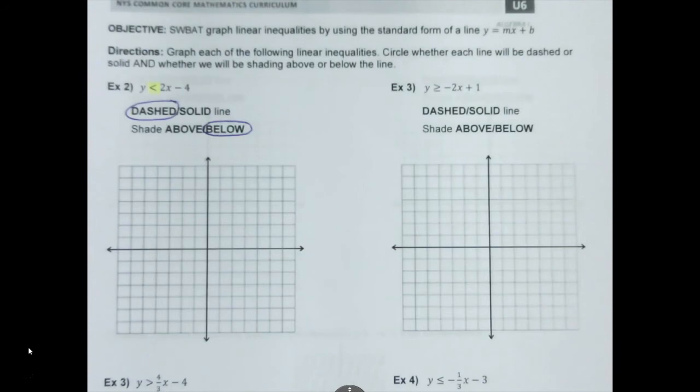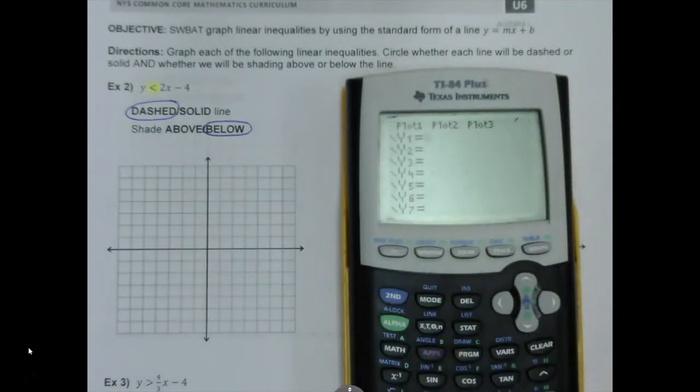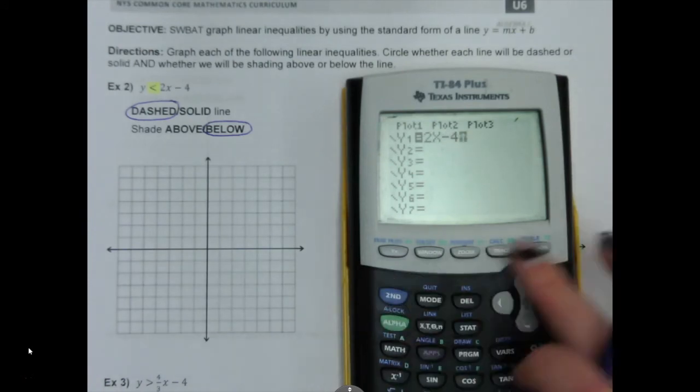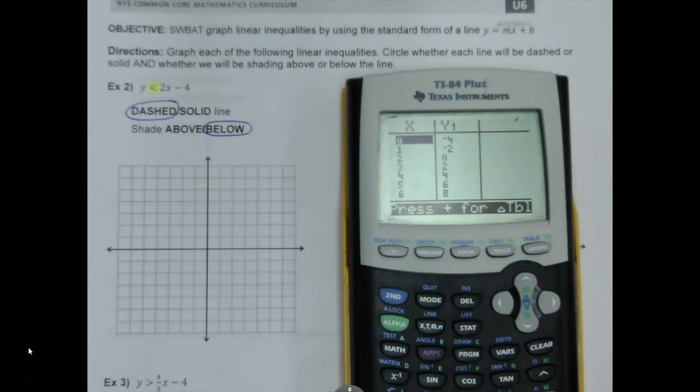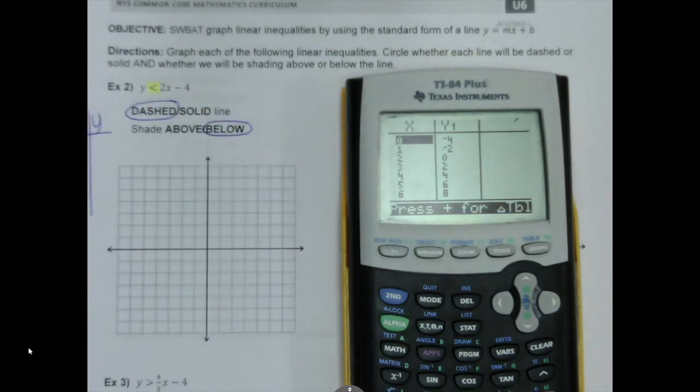Now I'm going to turn on my graphing calculator and I'm going to start solving this just like I would a linear function. I'm going to type this into my graphing calculator, 2x minus 4. I go to my table here and I see I have some nice points that I can plot. So on the side, I'm going to copy over that XY table.